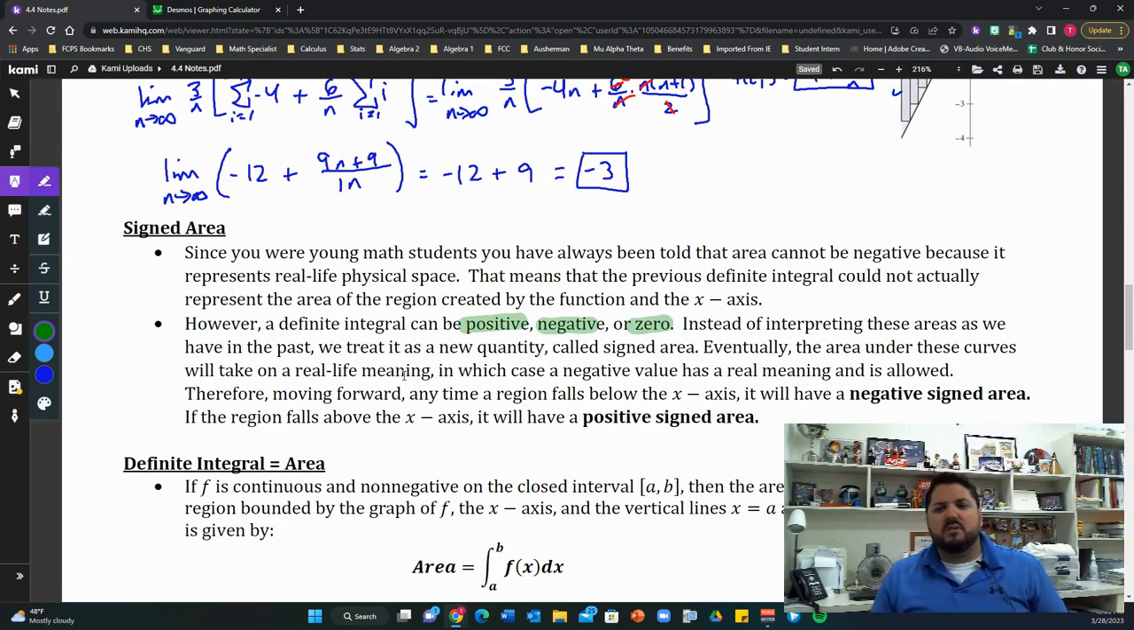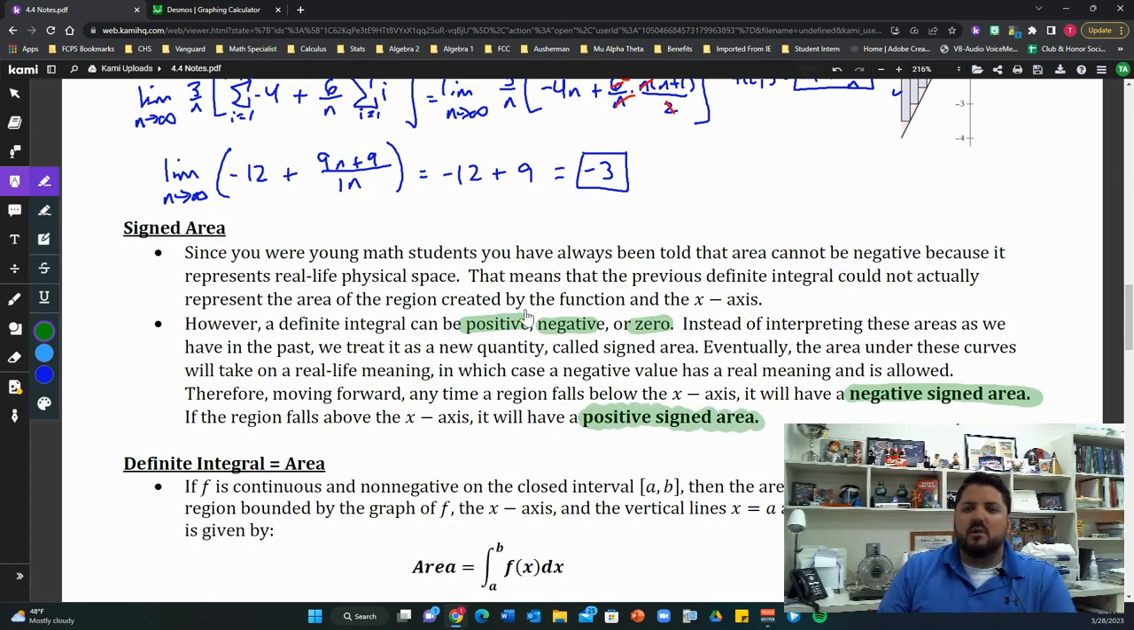So instead of interpreting these as just the area the same way we always have in the past, we're going to treat it as signed area. So eventually the area under these curves will take on real life meanings once we start to do some applications with these in our next section. So in those cases, those real world situations can take on negative values and have a real world meaning. So therefore, moving forward, anytime that we have a region that sits below the x-axis, it is going to have a negative signed area. Any region that sits above the x-axis will have a positive signed area. So it is possible to have both.